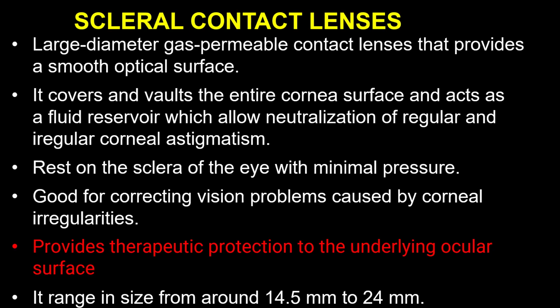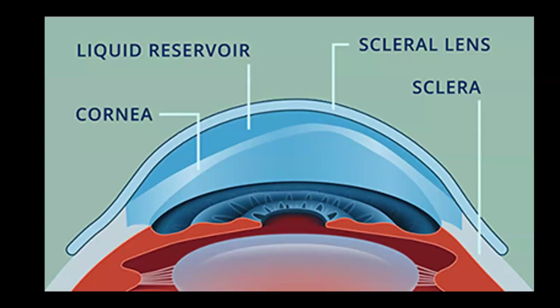So the fluid masks the irregularity on the cornea. So that provides also some therapeutic protection to the underlying ocular surface. And the diameter of scleral contact lenses ranges from almost 14 mm to as high as 24 mm. Now look at this picture.